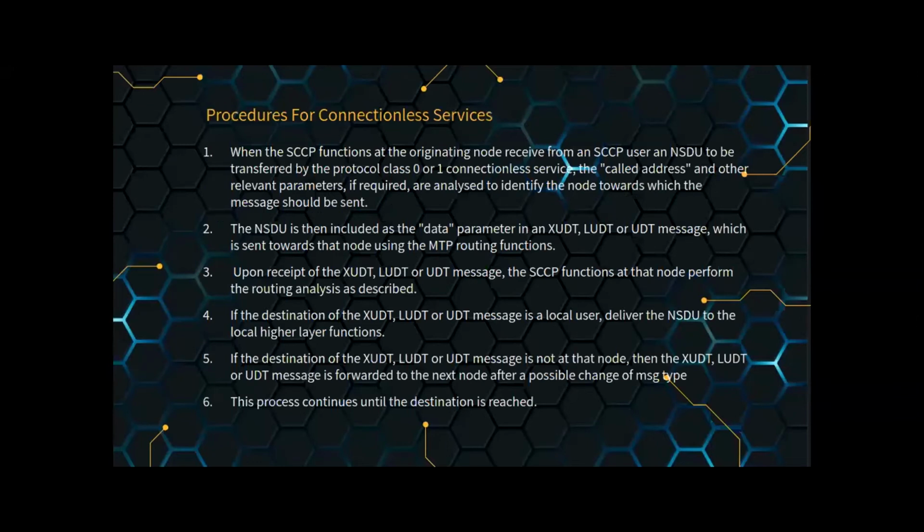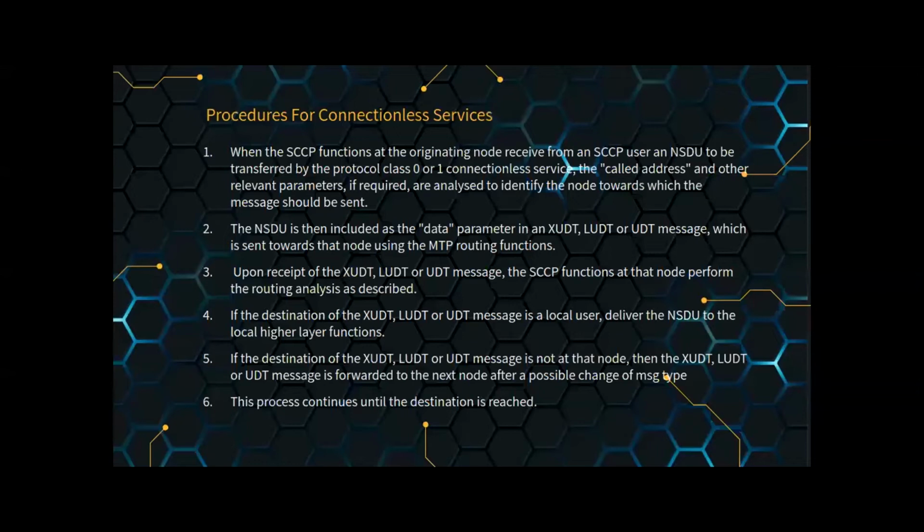Procedures for connectionless service. When the SSP functions at the originating node receive data from an SSP user and execute the transfer of the protocol class 0 and 1 connectionless service, the called address and the other relevant parameters, if required, are transferred to the node towards which the message should be sent. The network service data unit is then included in the data parameter in the message type, which is sent towards the node using the MTP routing functions.